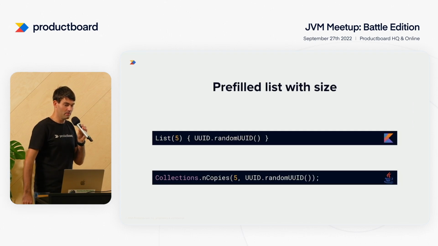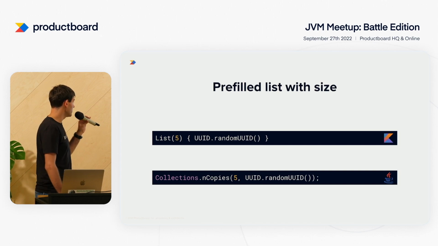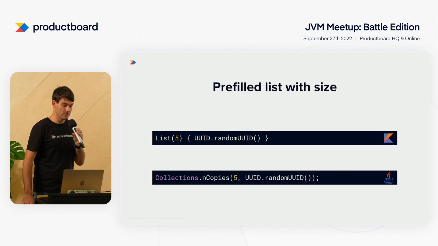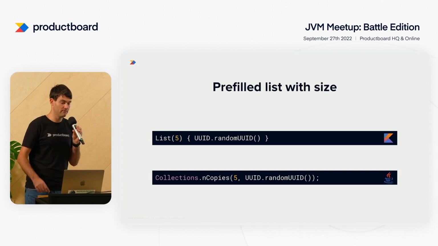Same for a prefilled list with size. These two definitions actually return different results. The first one returns a list of the given size with different UIDs. The second one with the same ID. So also in Java, there is some possibility how to create a list with prefilled size, but in case you would need to have different values, it would be much more difficult.